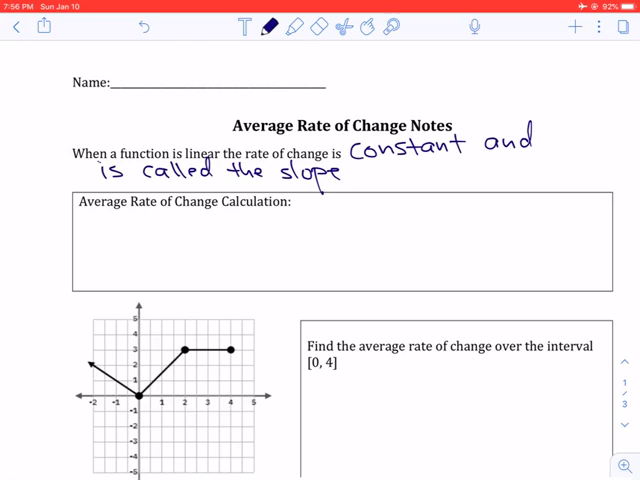Other functions also have a rate of change. They won't be constant if they're not linear, and we can calculate the average rate of change. This calculation will work for linear functions as well. It will work for all of our functions. We just won't call it slope.